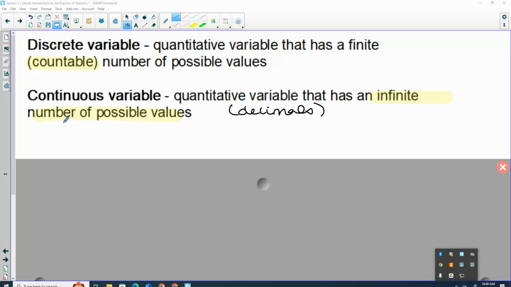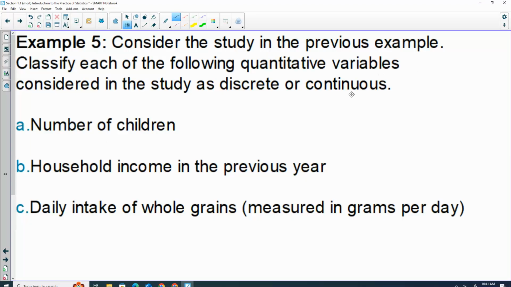They only apply to the quantitative. Qualitative variables, we can't break them down anymore. But if it's a number, we can decide. So, looking at our examples, from the example we just did, we had these three that we said were quantitative. Would they be discrete or continuous? So, number of children. Discrete. That is countable.